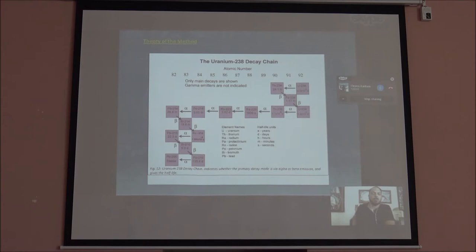In this chain, we can use any of the members in order to identify how many decays have been done, in a ratio with the start, the uranium-238, which is the parent isotope. So we have the parent isotope, which is decaying. We have a daughter isotope, which is also decaying. If the two are not in equilibrium, which means they are not emitting the same amount of radiation, then we can date them. If they are in equilibrium, then they are not suitable for dating.